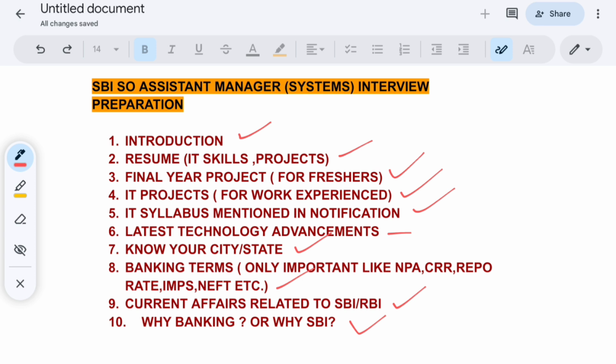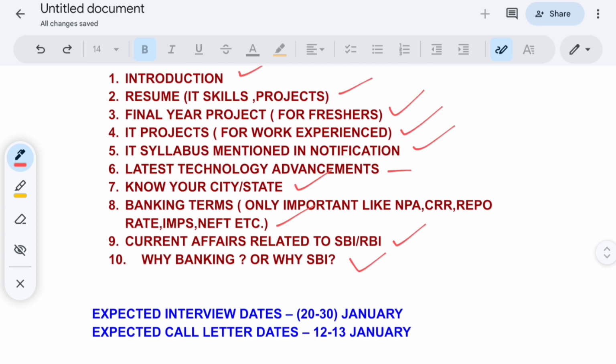So these are the 10 points which you should focus on for the SBI Assistant Manager Systems interview preparation, and these are more than enough. The first 5 are the top priority, so you should give most focus to these only. Then after that, if you have the time, you can go for the other points, 6, 7, 8, 9 and 10. Now I will discuss the expected interview dates and the expected call letter dates.